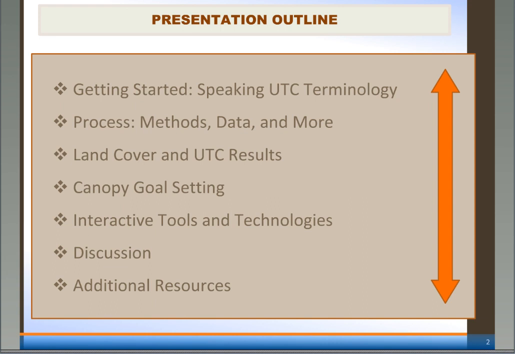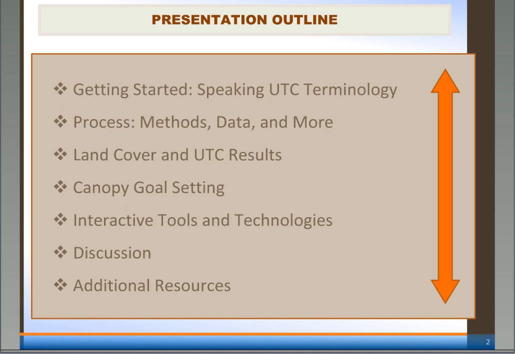So what I want to go over today is how we talk about urban tree canopy assessment terminology, what the processes are, the methods that we use, and a little bit more on the data to expand on what Chris started, how we use the land cover classification data to do the urban tree canopy assessment process.